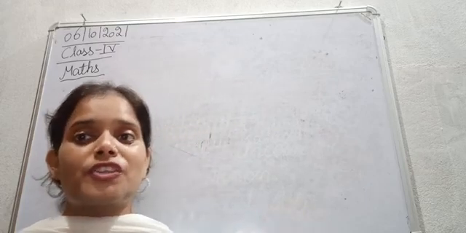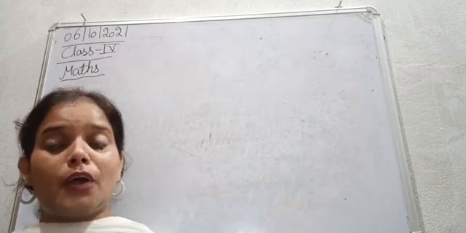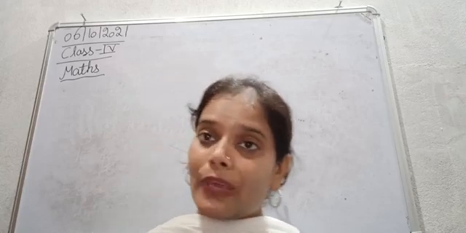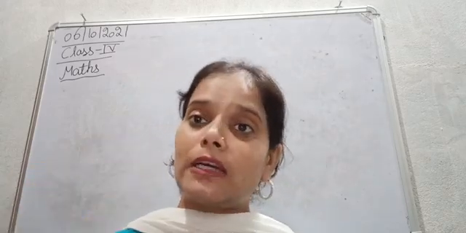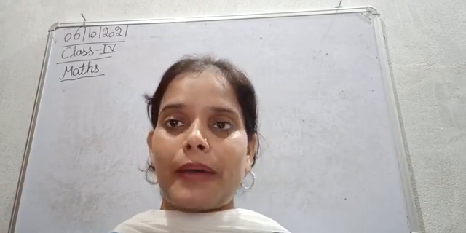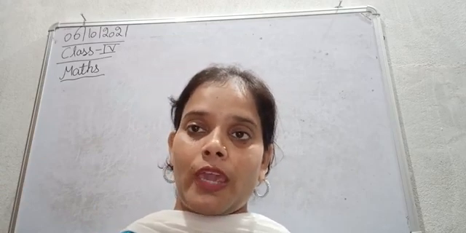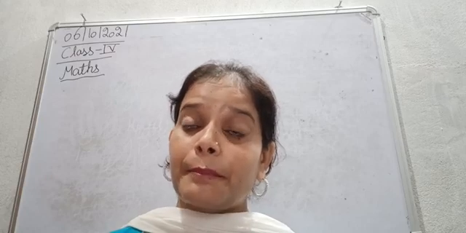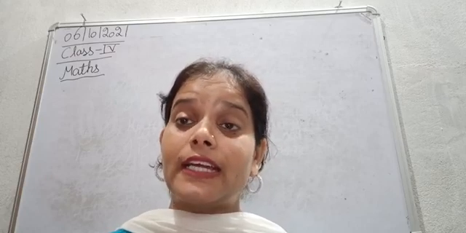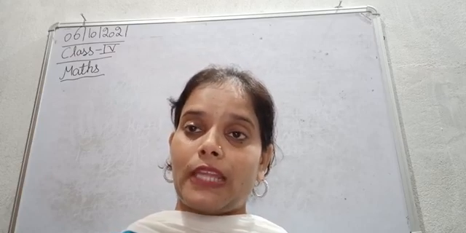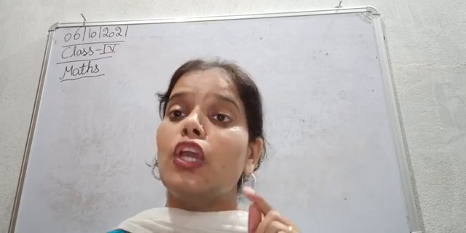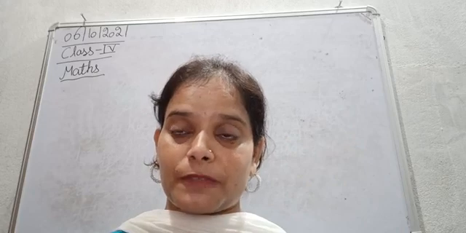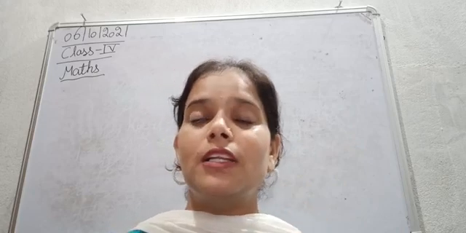Okay, now the question is how you can find out the equivalent fractions. So we can find out the equivalent fractions to the given fraction either by division or by multiplication. By multiplying or by dividing the given fraction, that is the numerator and the denominator, with the same number, you can find the equivalent fraction. Okay, I'll just give an example.